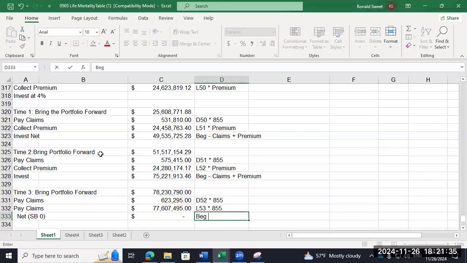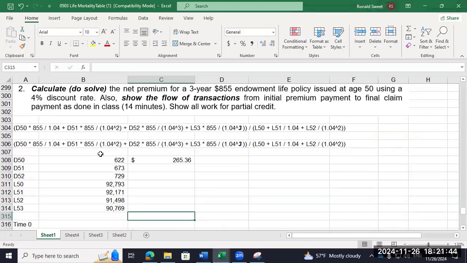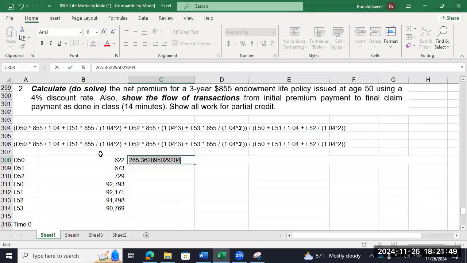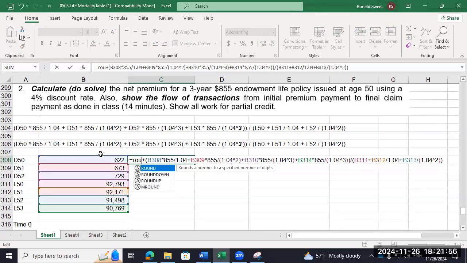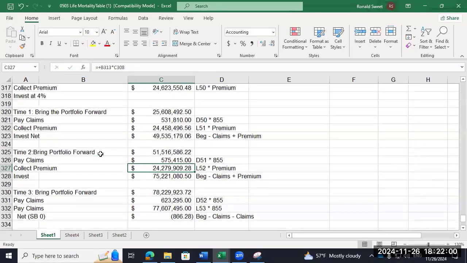So it's beginning minus claims minus claims. You got your Ds and Ls. How far off could you be? Well, you look at that formula right there, it's 3.36289. It can be pretty far off. If I round this to 2 decimal places, just to let you know how far off it could be, I'm off $800. So you can be off pretty far. Don't feel like you got to be within a few pennies. It can be pretty far off.